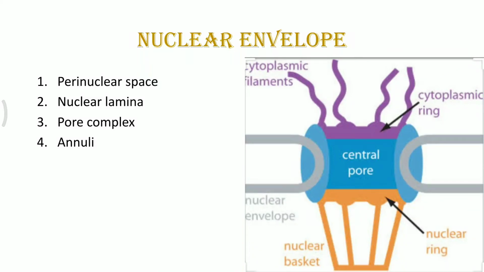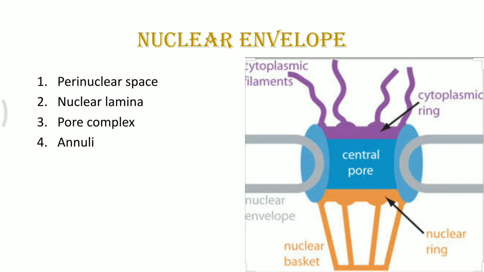The nuclear envelope is also known as the karyotheca, and it consists of two unit membranes. It means the outer membrane, which is narrow, and the inner membrane, and in between both these membranes there is an intermembrane space or a perinuclear space which is filled with a fluid.